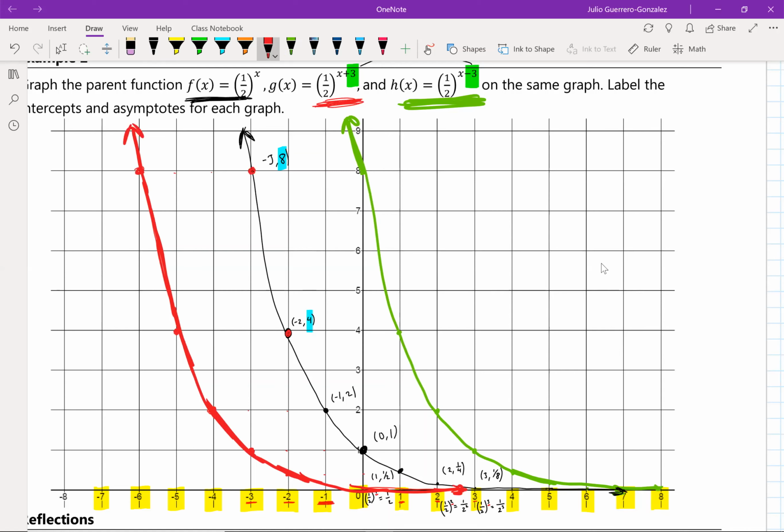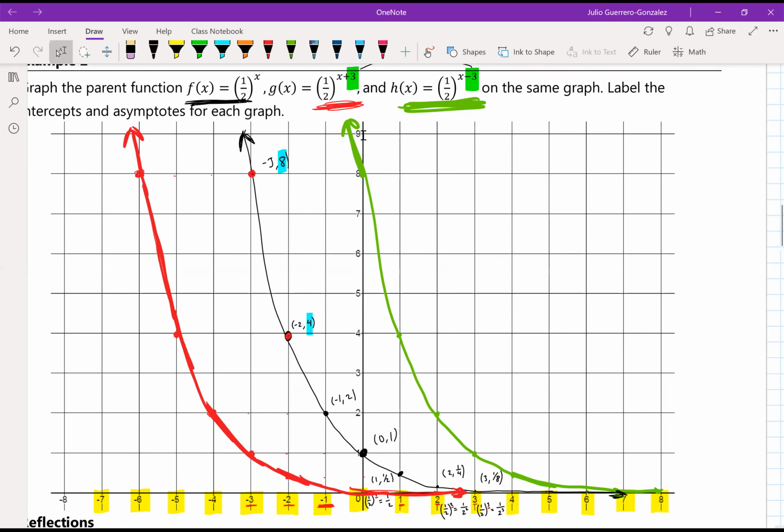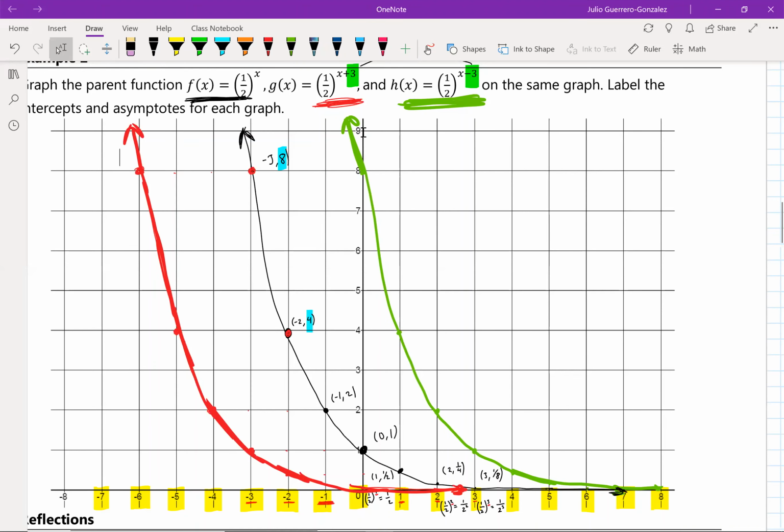How are we feeling about this stuff? I'm feeling pretty comfortable. Awesome. Okay, so here's the thing I want to blow your minds with. You guys ready?